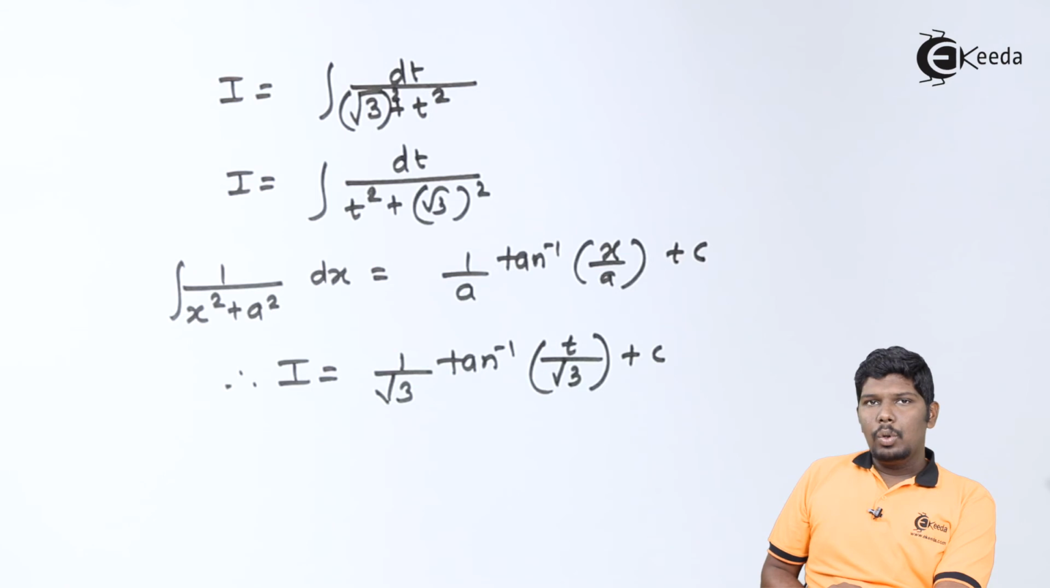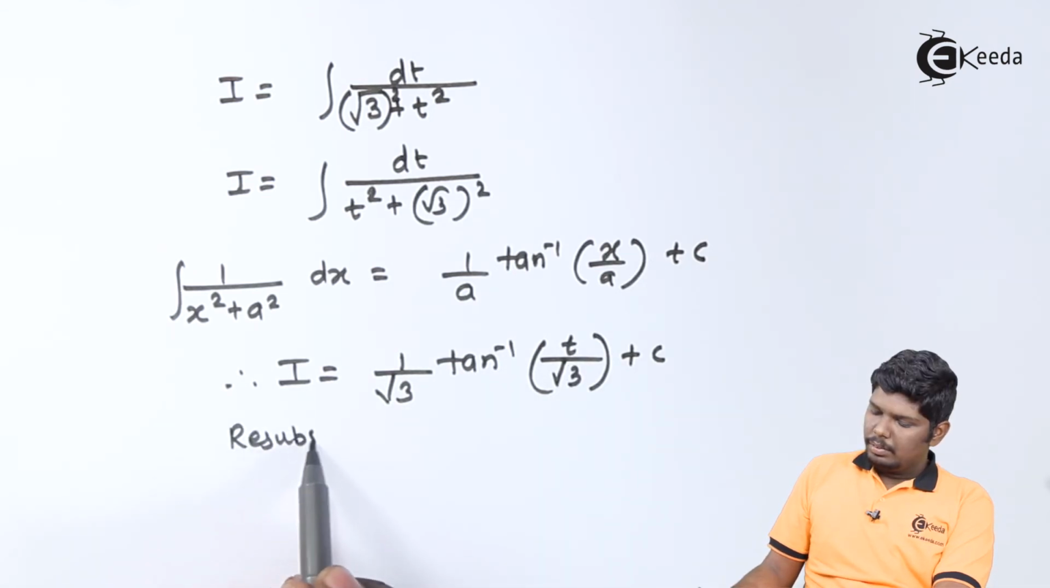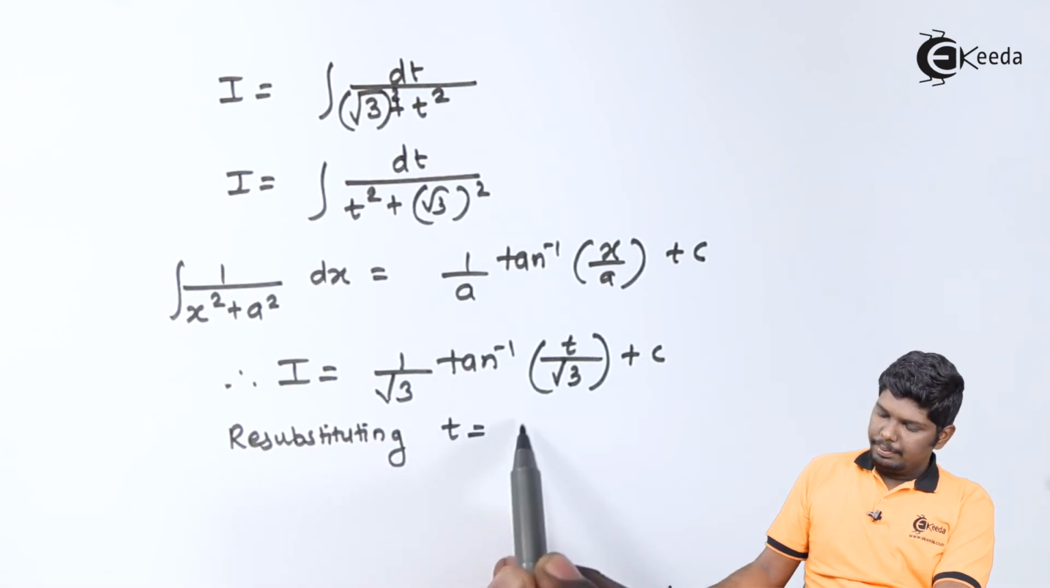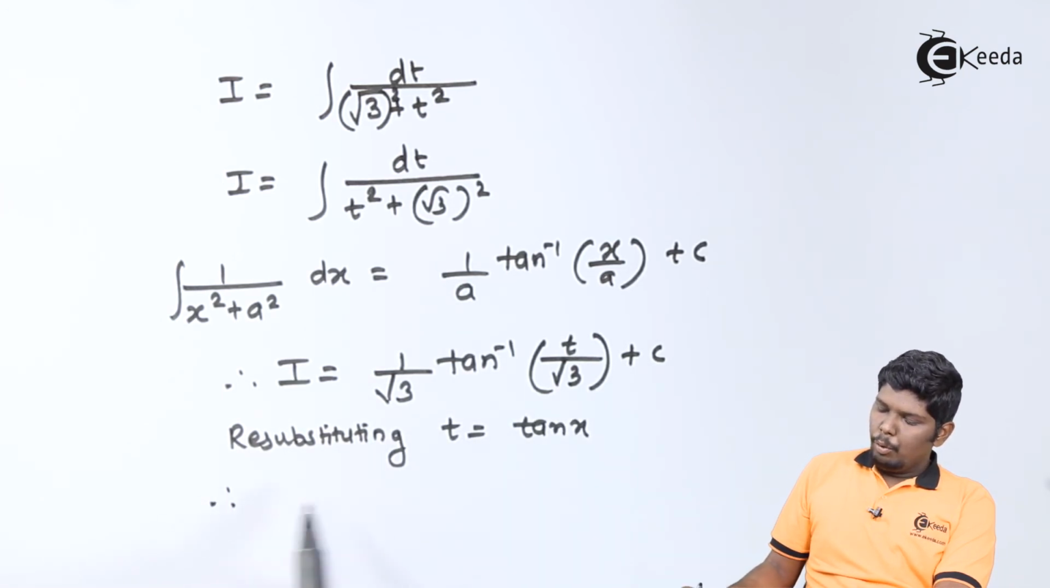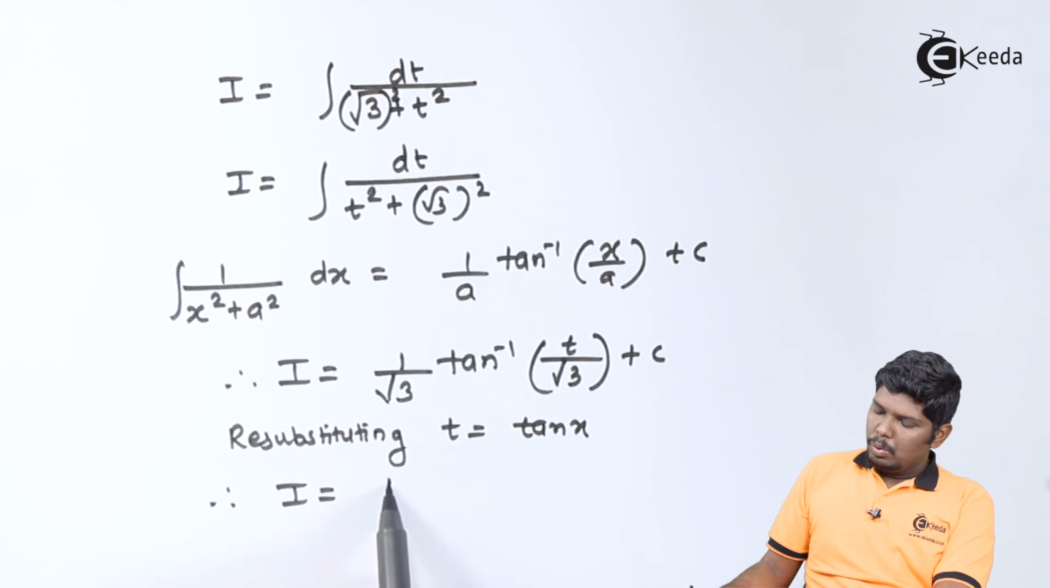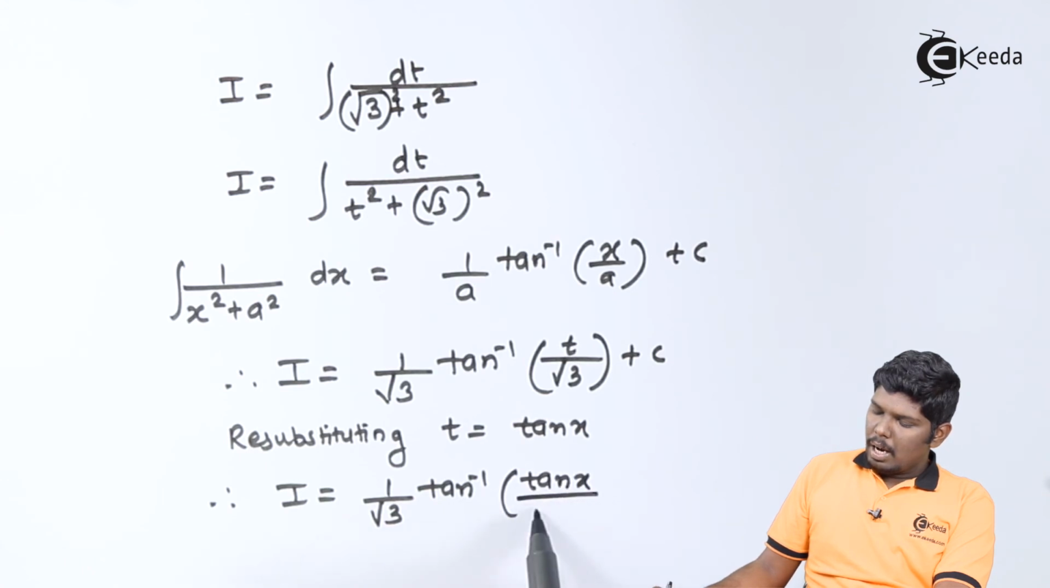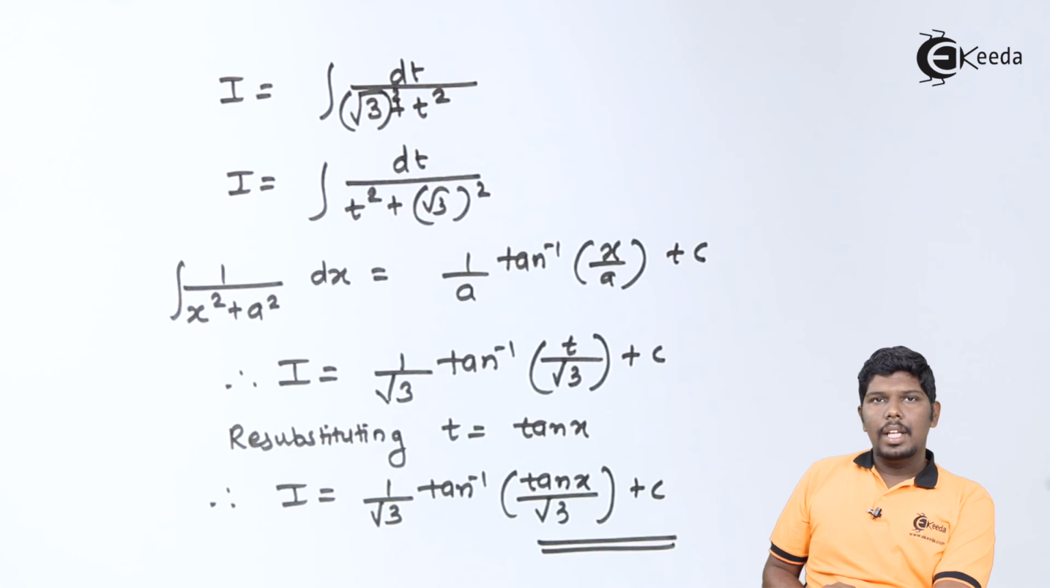The last step will include resubstituting the value of t. Therefore I is equal to 1 upon root 3 tan inverse of tan x upon root 3 plus c. This is our final answer.